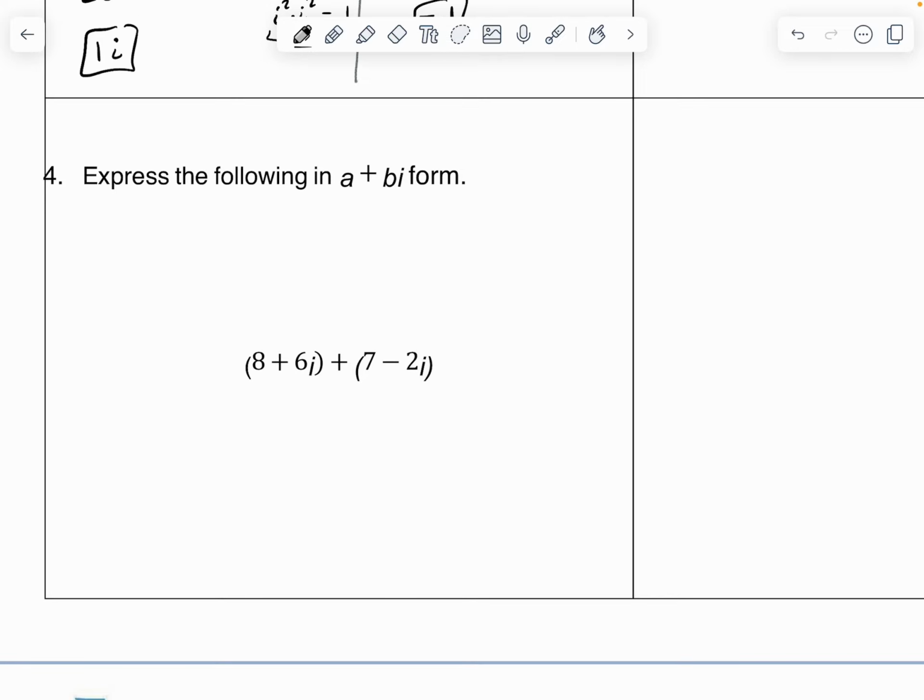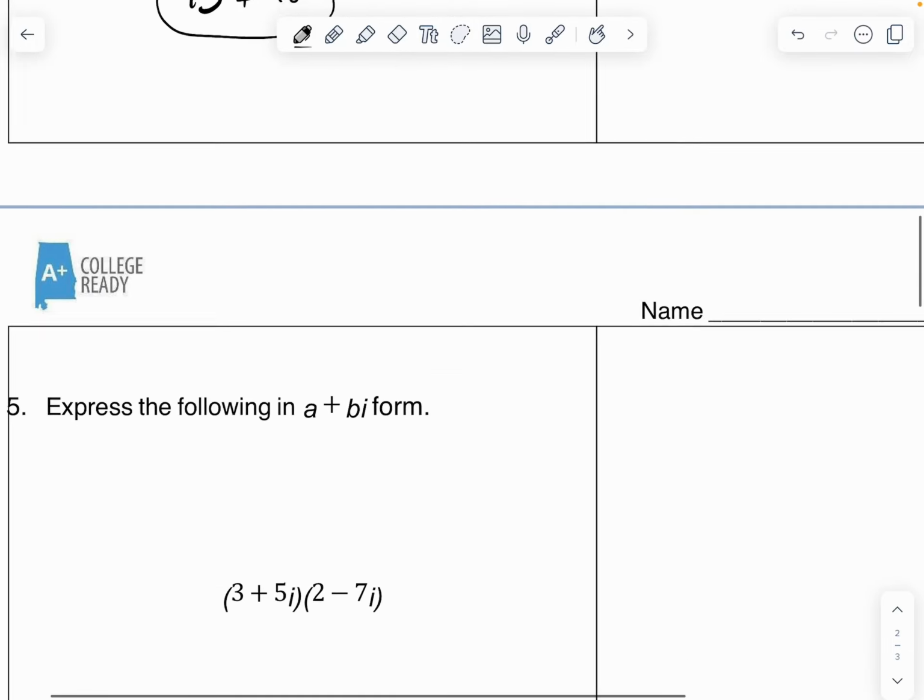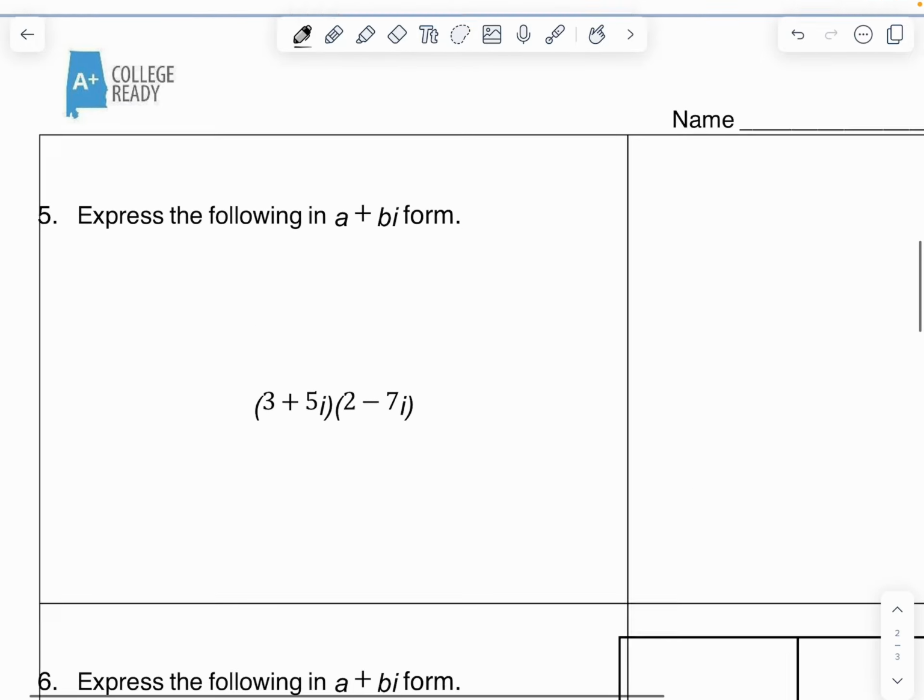Number 4. So express this in a plus bi form. All we're doing is combining our like terms. So I have 8 and I have 7. 8 plus 7 is 15. Okay, 6i plus negative 2i is 4i. So this is 15 plus 4i. That's it. That's all you have to do on number 4. Very simple.